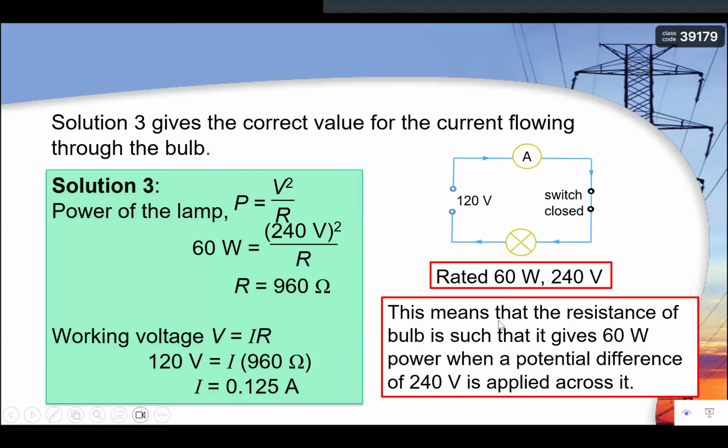So the first step, I will calculate the resistance of the light bulb, okay, based on the rating given. So the resistance of the light bulb is 960 ohms. This resistance cannot be changed no matter what voltage I apply across it. Okay, it's a fixed property of the light bulb. And with this resistance and a voltage of 120 volts, I can then calculate the current flowing through it, which is 0.125 ampere.